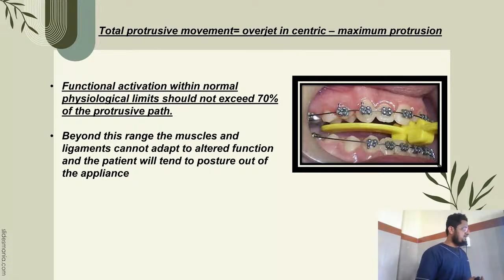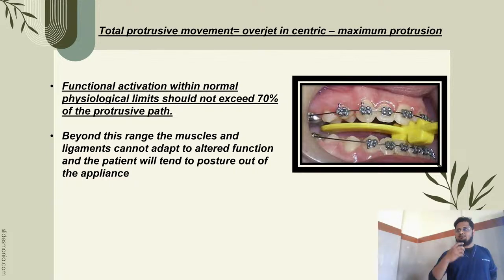Beyond this range, the muscle and ligaments cannot adapt to the altered function, and the patient will tend to posture out of the occlusion. Patient will keep the appliance out of the occlusion. So there should be 70% of the maximum protrusive path to limit the activation in the physiological limit.